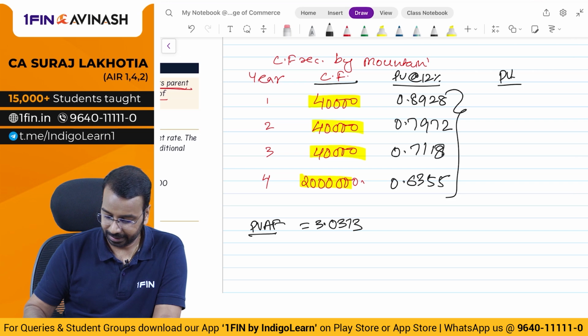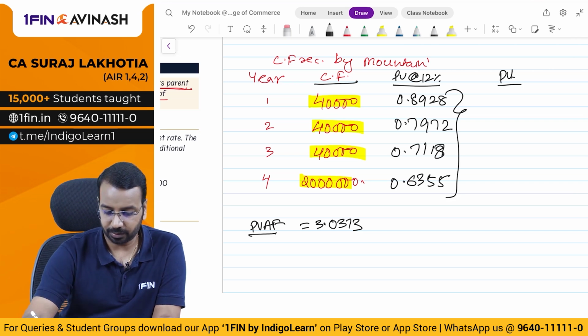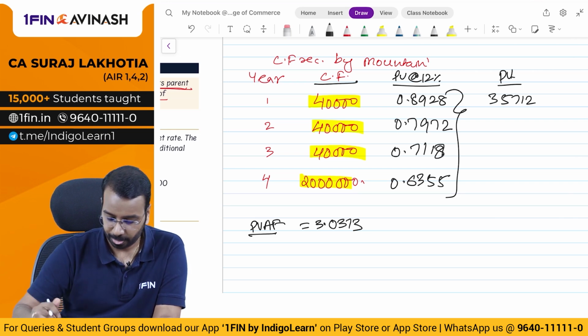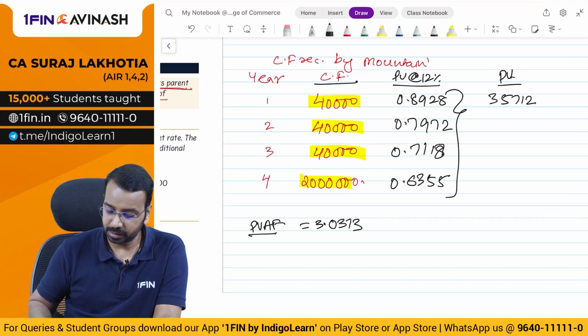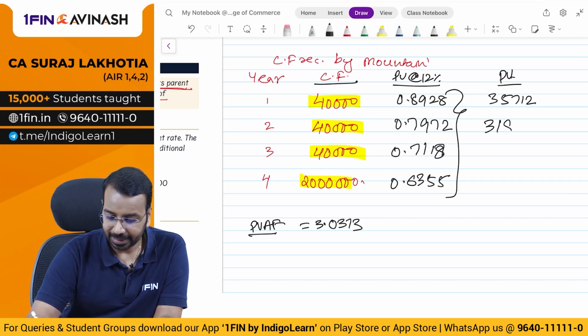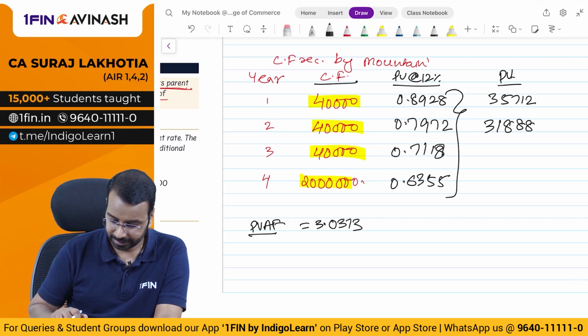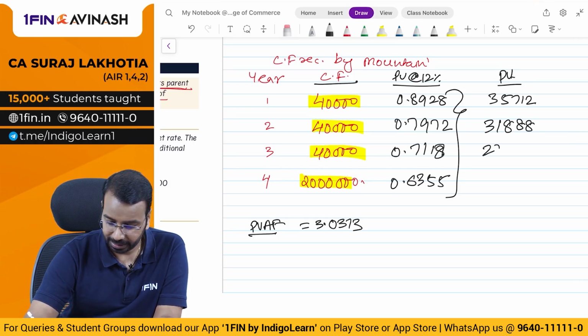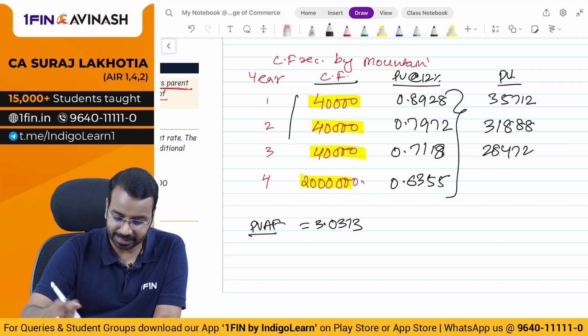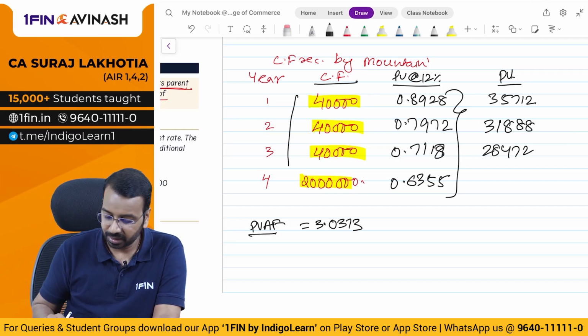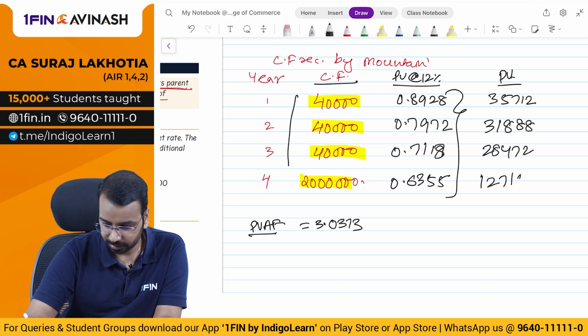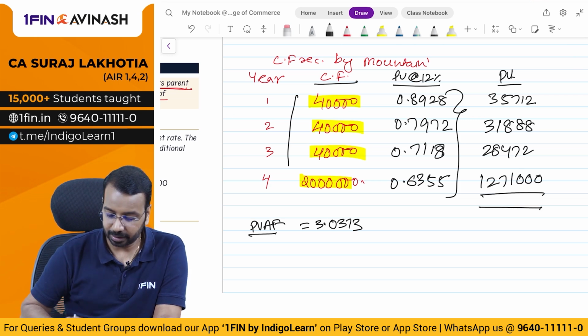40,000 into 0.8928 is equal to 35712. 0.7972 is equal to 31888. Please observe, I am not typing the full amount again. I am just saying 0.7118 is equal to 28472. So, when one side is same, I just need to change the present value factor. Okay. Then lastly, it is 20 lakhs into 0.6355 is equal to 1271000. What is the grand total?